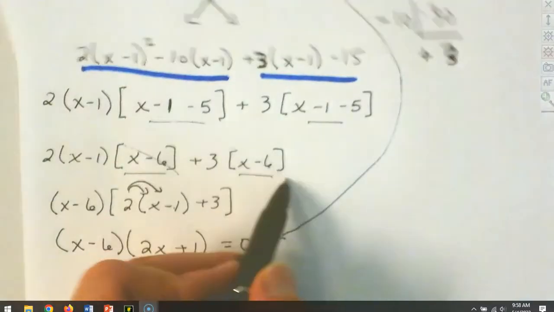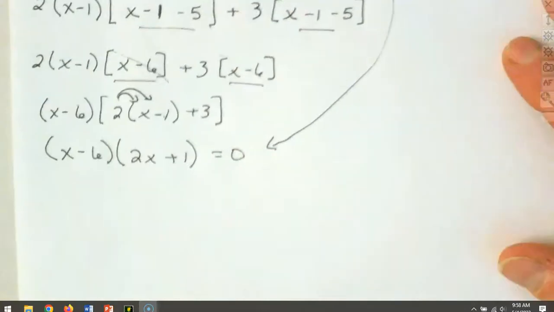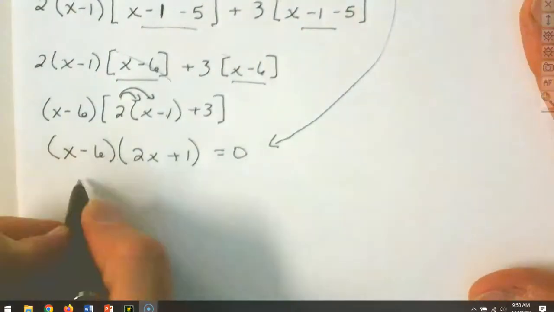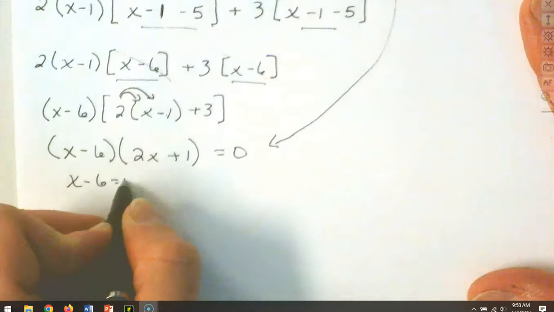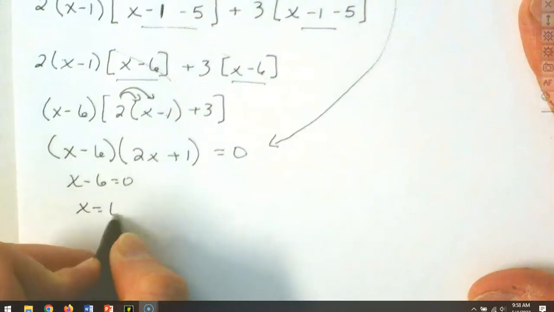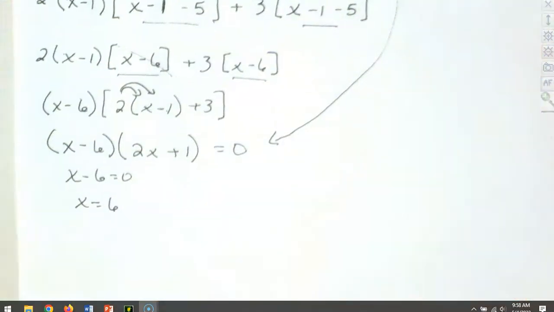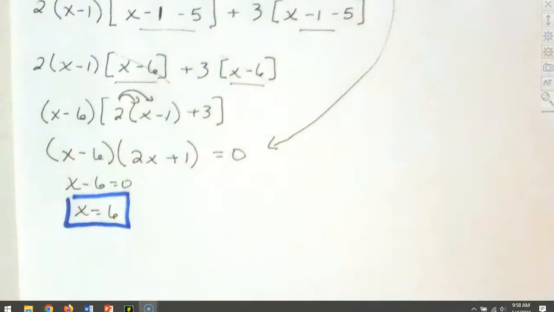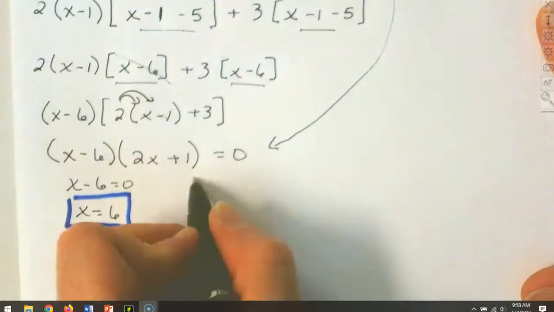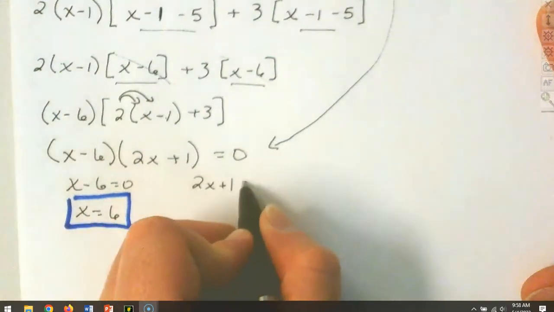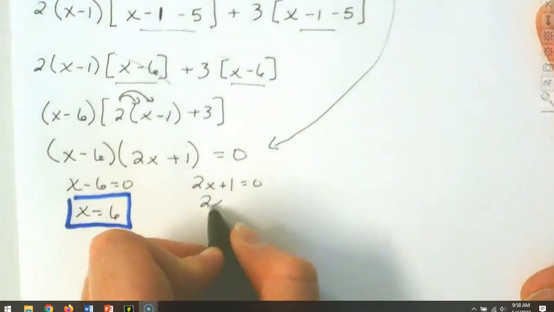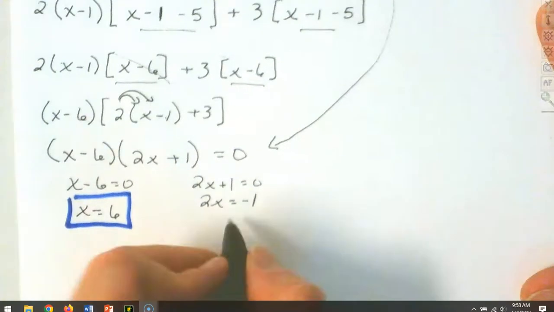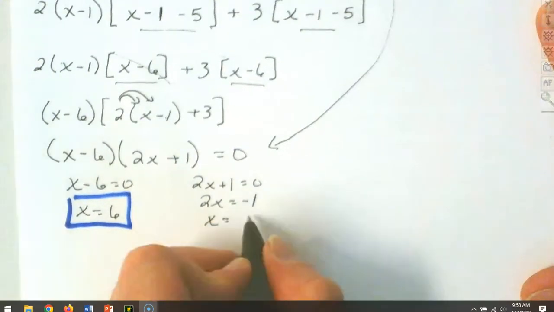Because it's the same here. So we're finished. So what are my two solutions going to be? X minus 6 equals 0. So x equals 6. There's 1. What about the other one? It is 2x plus 1 equals 0. So 2x equals negative 1. And so x now equals a negative 1/2.